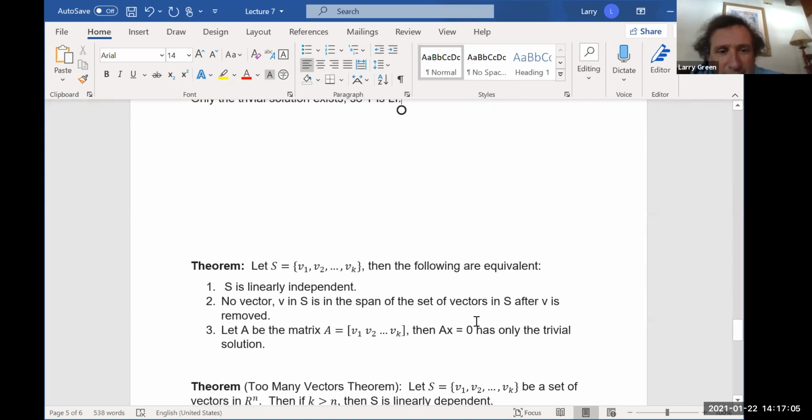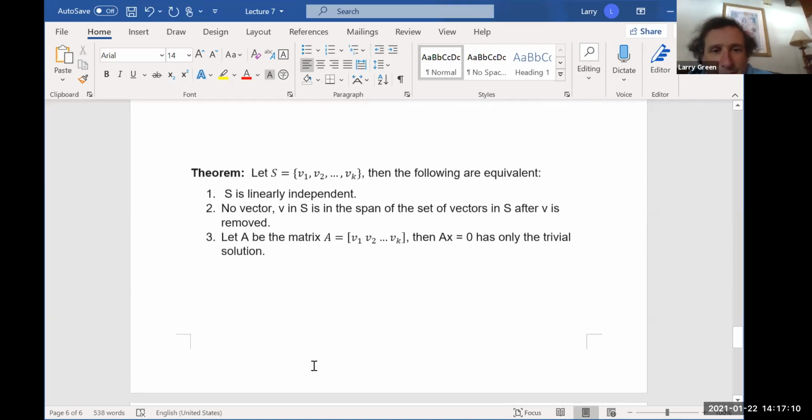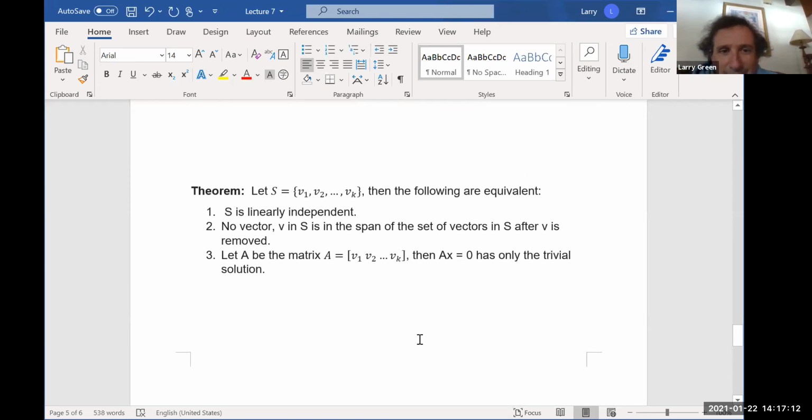All right, this is a theorem, and I want to tell you to be careful. Let S equal the set of vectors v1 through vk. Then the following are equivalent. I did not capitalize "the following are equivalent" or write TFAE, because this is a different "following are equivalent." Hopefully you know what it means, but it's not our big "following are equivalent." It's just a new one. Got it?